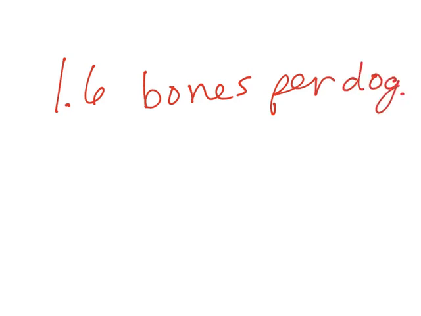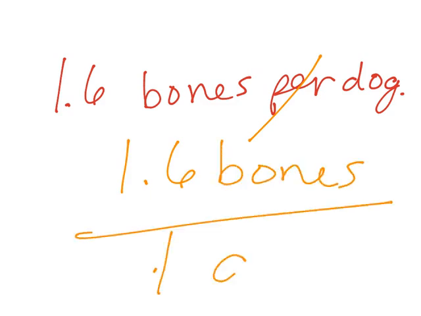And yes, one of my dogs totally just came in to say hi. That is the idea of the word per, or per capita, per dog, per whatever. You see the word per, and we have ourselves a fraction. So this is 1.6 bones for every one dog. And that, my friends, is playing with the word per.